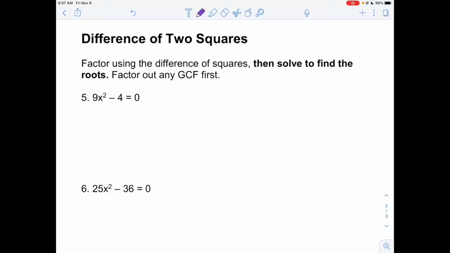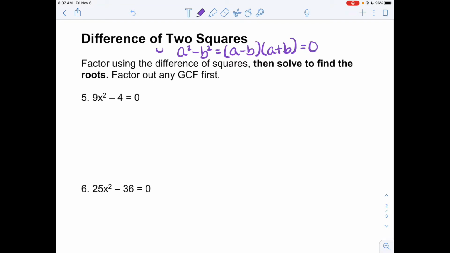The next method of solving that we're going to talk about is solving after we've used our special factoring technique of difference of two squares. So remember that the difference of two squares said that if we have an a squared minus b squared, we can identify our a and b values and write that a minus b and a plus b is our factored form.